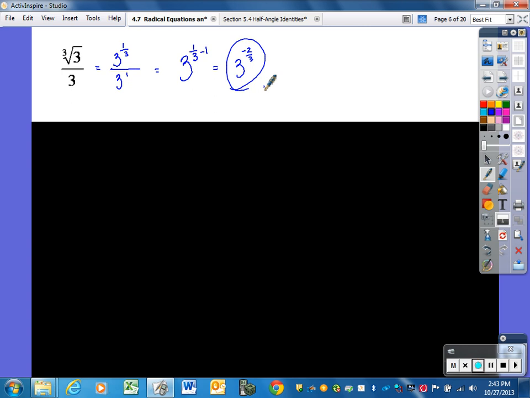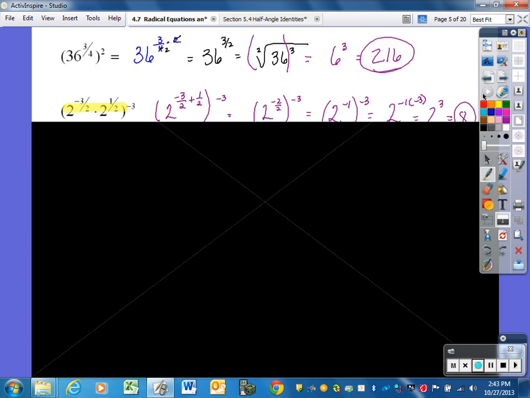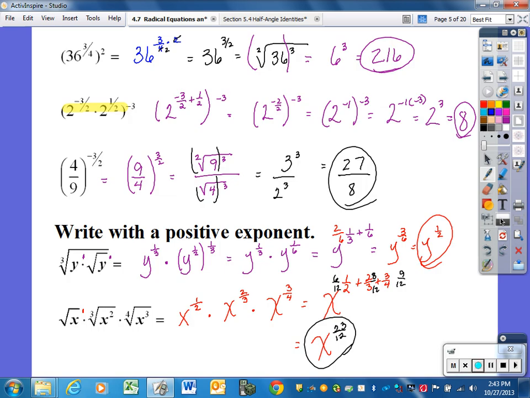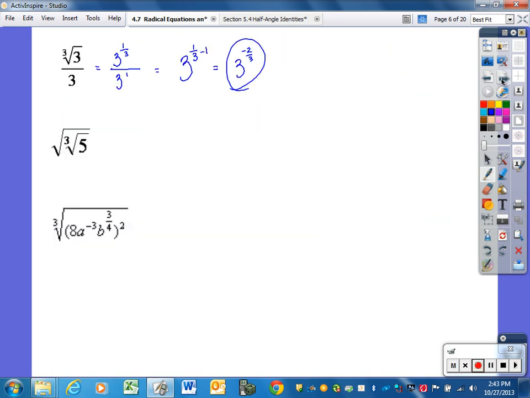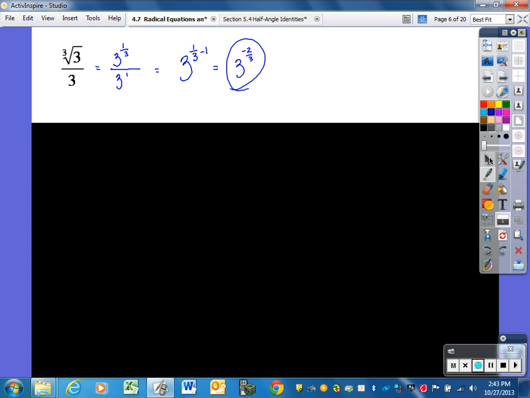It said write with an exponent. Let's go back and make sure that it's with a positive exponent. So right now I don't have the positive exponent, so to make it positive, it would be 1 over 3 to the positive 2/3, because it said positive exponent in the directions.